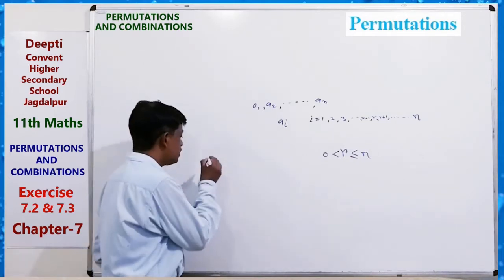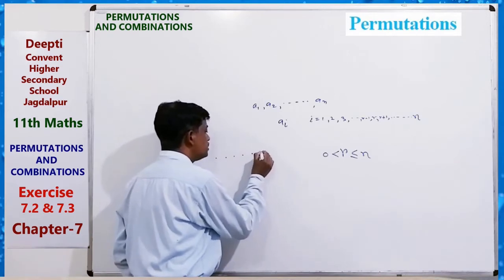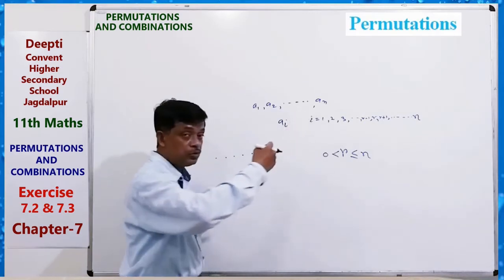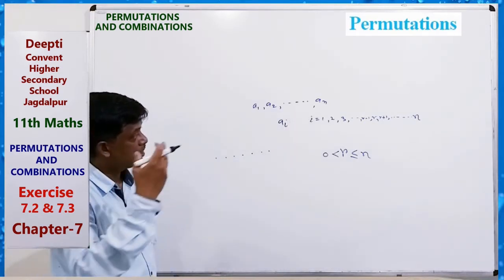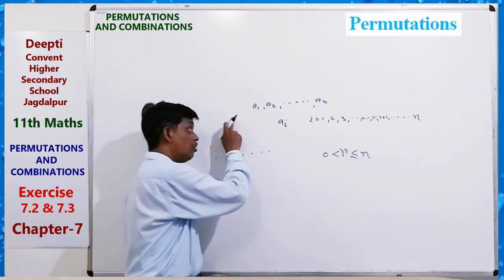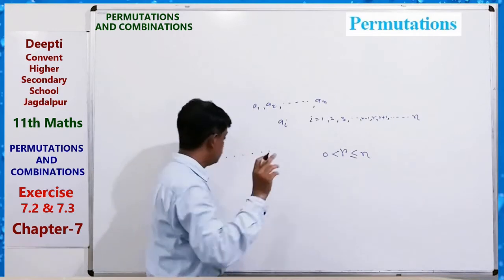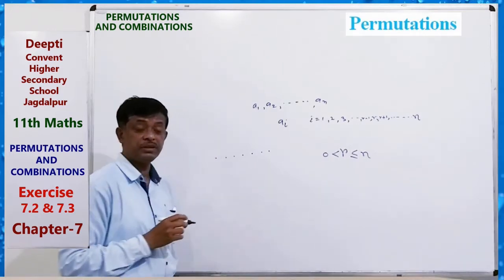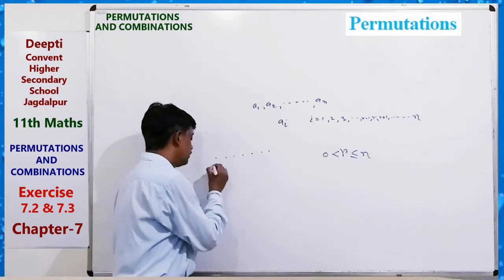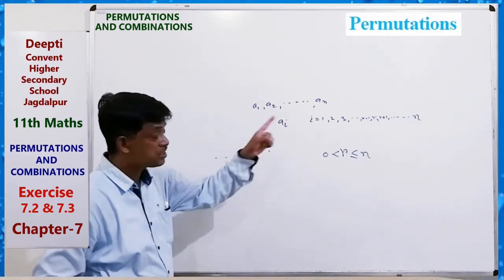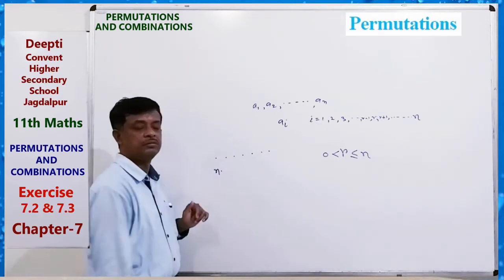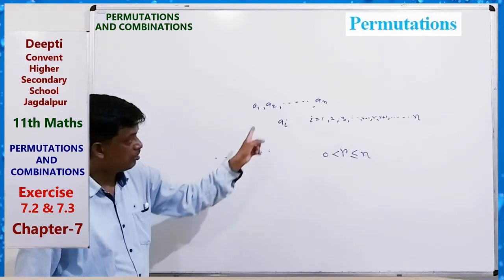So, how many places are there? 1, 2, 3, 4, 5, 6, 7 up to R places, because we want to select R objects from N objects. R is less than or equal to N. So first object, because all the objects are distinct, so first place can be filled in how many techniques? There are N distinct objects, so take any of the objects. So first position can be filled in n ways.